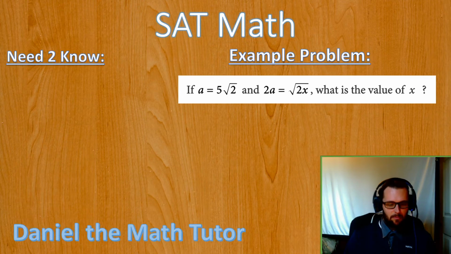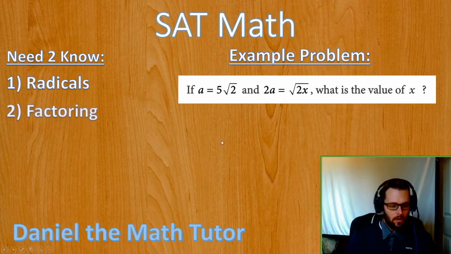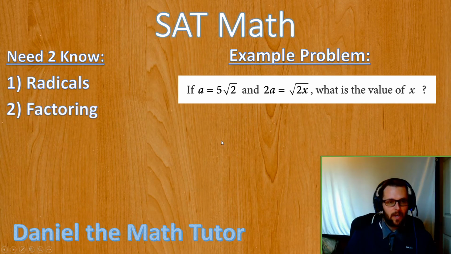Here is an example problem from a practice SAT. If a equals 5 root 2 and 2a equals the root of 2x, what is the value of x? So, in order to solve this, we need to understand 1, the math rules for radicals, and 2, how numbers can be factored.